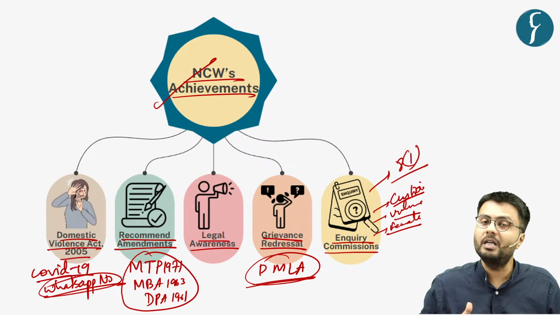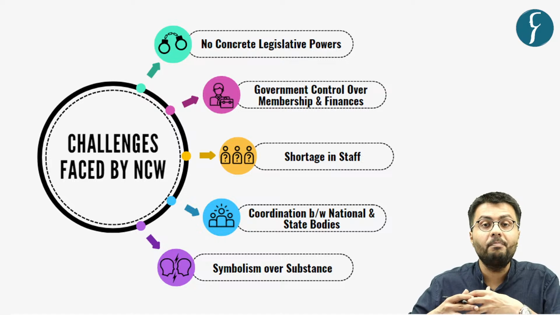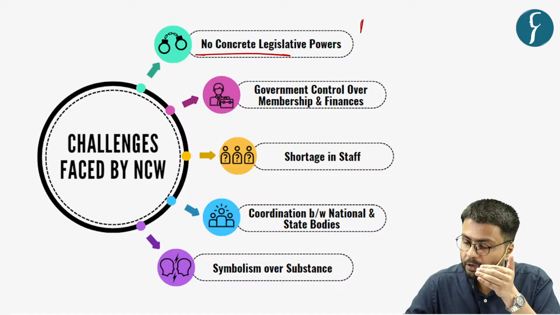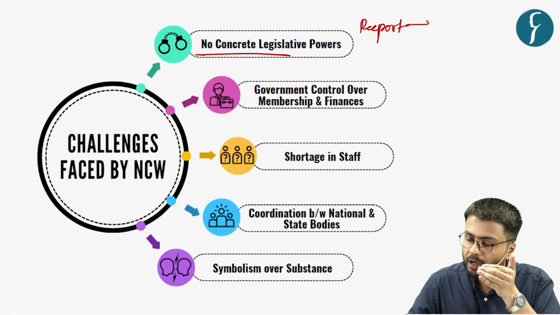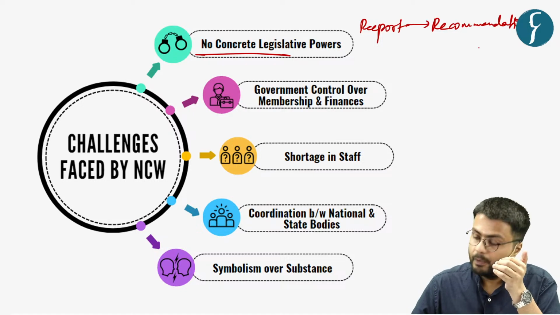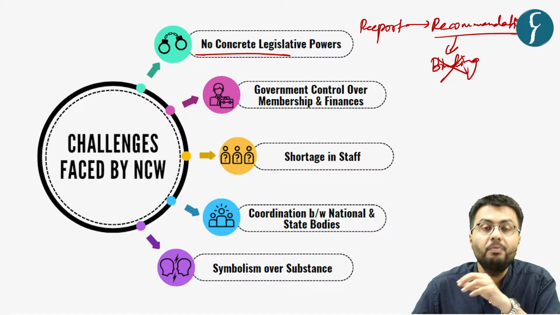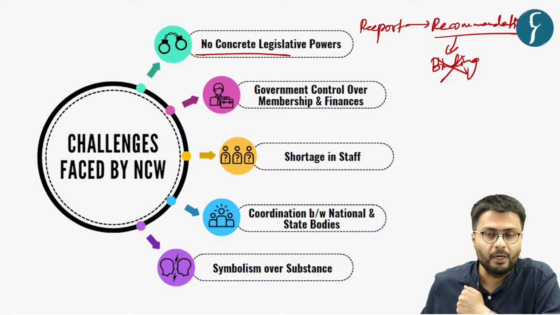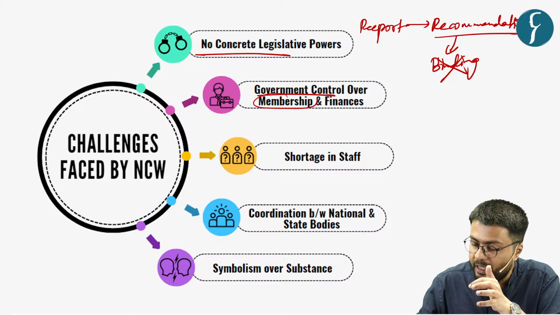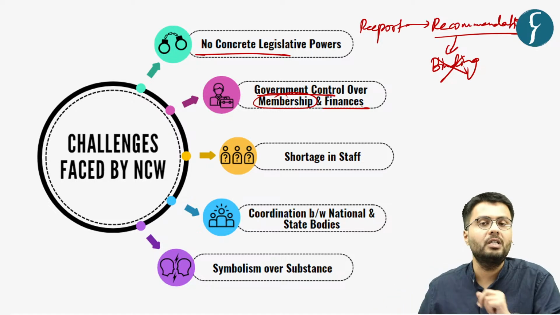However, the functioning of this commission also faces several challenges. For example, this body is given powers which are not concrete in nature. Because this body submits reports to the government, which give certain recommendations to make women's lives better. However, these recommendations are not binding on the government, which makes this body less effective in general. Further, government exercises certain control over what kind of membership this commission has, or what kind of finances are provided to this commission.